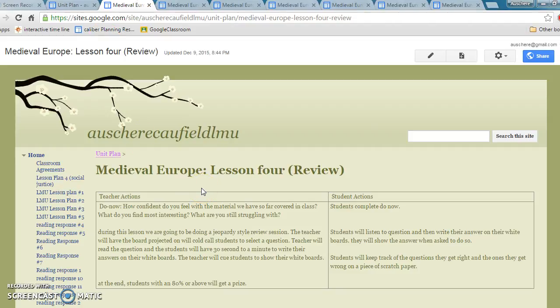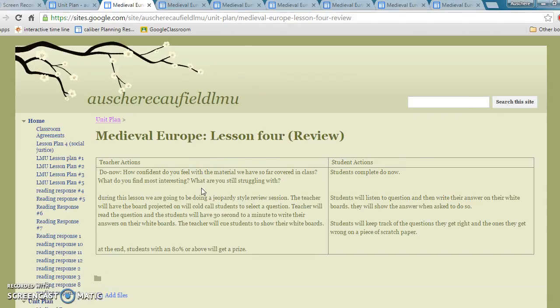Lesson 4 is just a review. It's just going to be a Jeopardy style review where each student has a whiteboard. They write their answers on the whiteboard and then keep track of their right or wrongs on a piece of paper. And students with an 80 or above will get a prize at the end. So probably just a piece of candy or something, but getting them just to review the information that we'd covered the last 3 days in class.